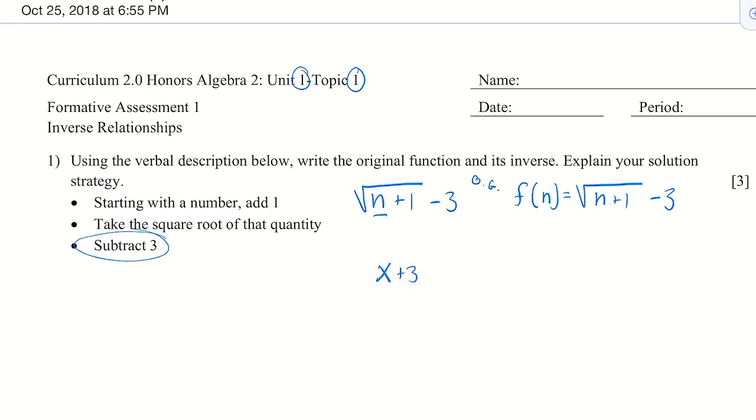Then it says take the square root of that quantity. Well, the opposite of square root is something that is squared. And then don't worry about the starting number, because I started with a number and I'm adding 1. But instead of adding 1, I'm going to subtract 1. And I'm going to say that this is going to be equal, I don't want to use f again, so I'm going to use g of x. So that is in a sense my process. So these two equations are inverses.